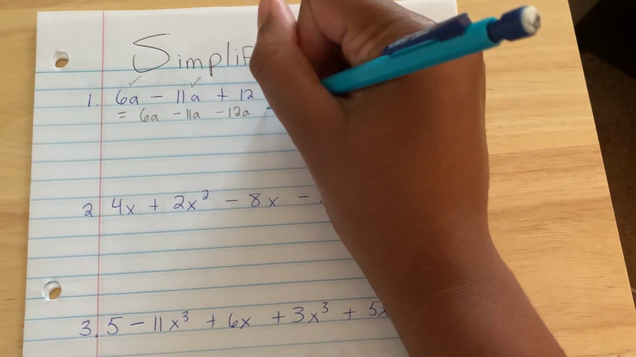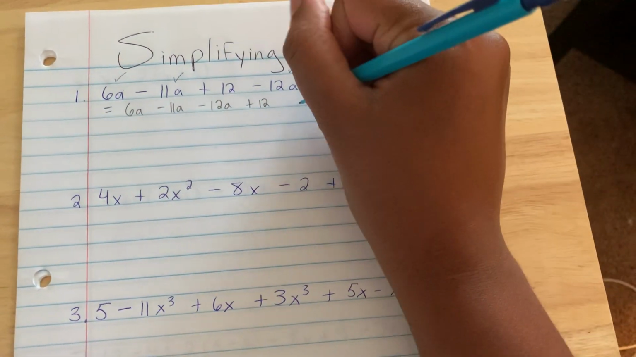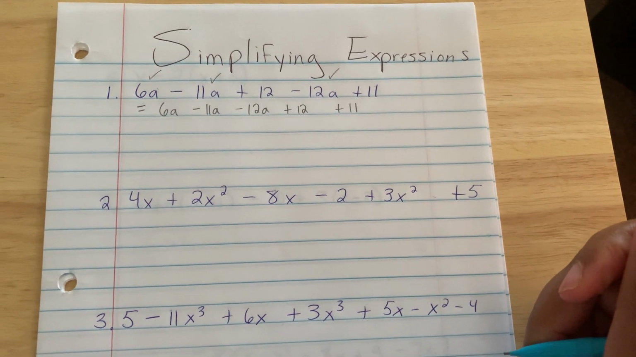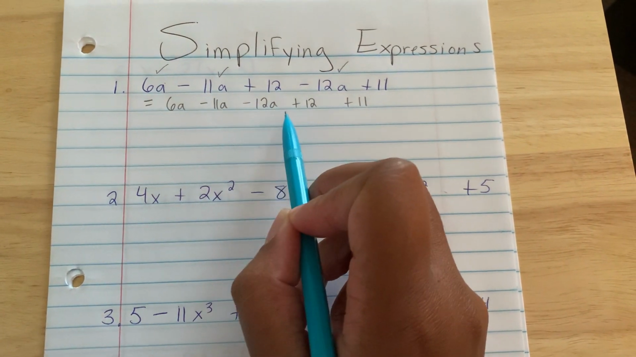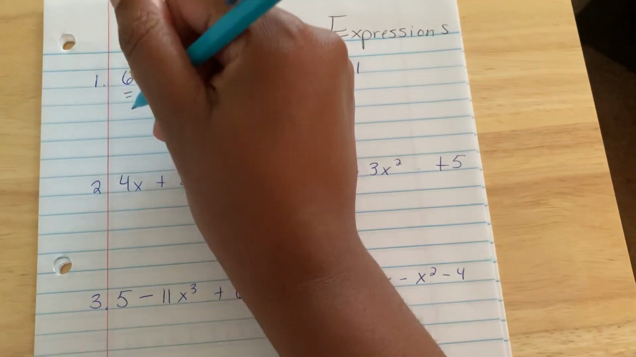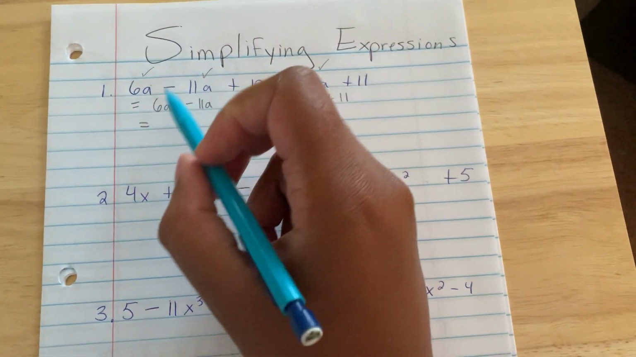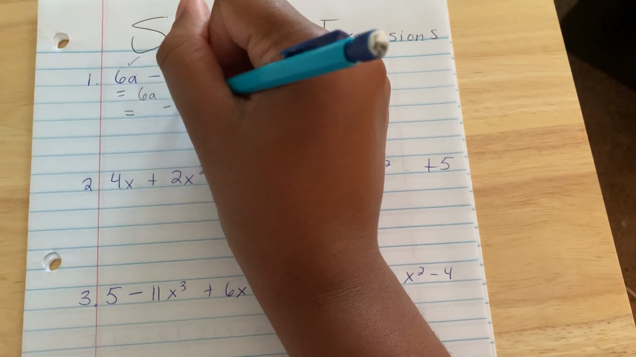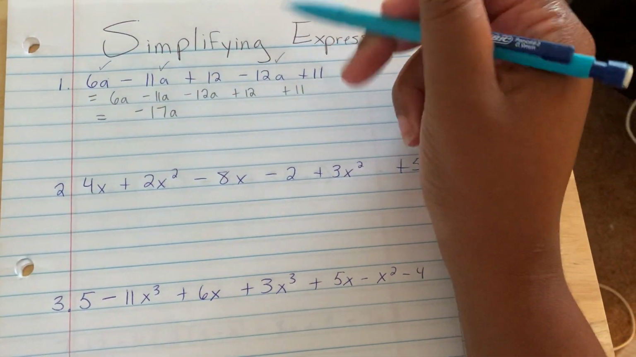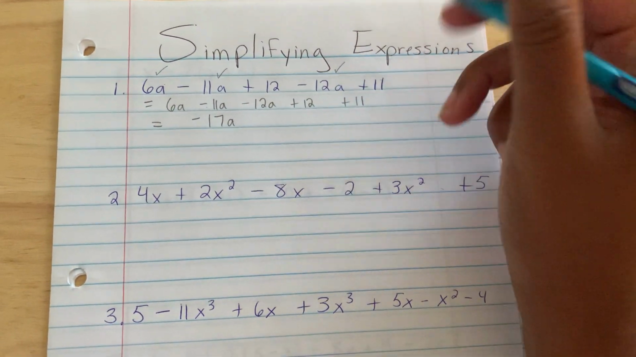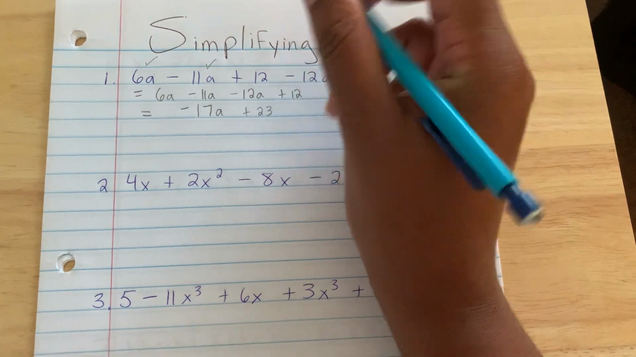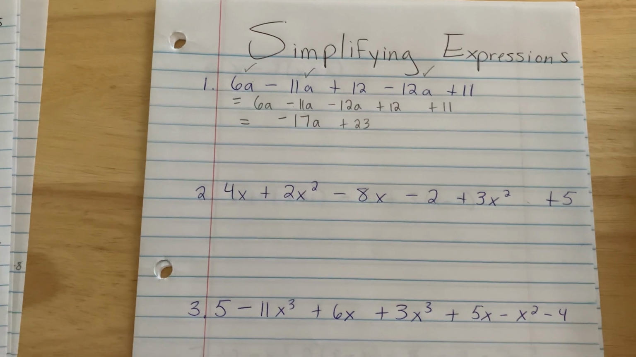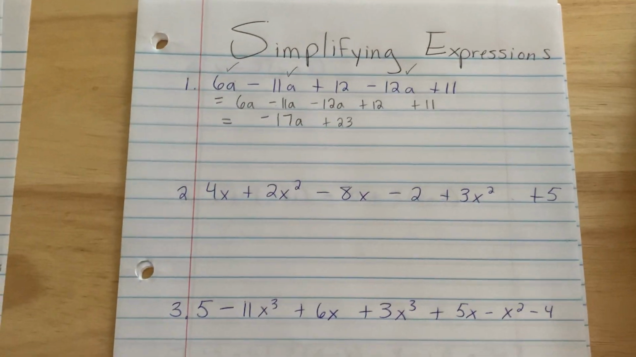And now we're left with positive 12 and positive 11. So now you want to combine the like terms. So you're going to combine the a's together and the constants together. So in this case, we have 6 minus 11 minus 12 to get negative 17a. And then 12 plus 11 to get 23. So the answer for this one is going to be negative 17a plus 23.